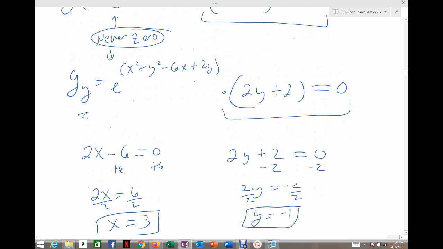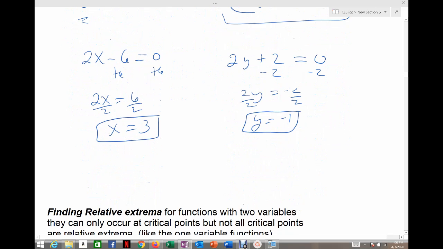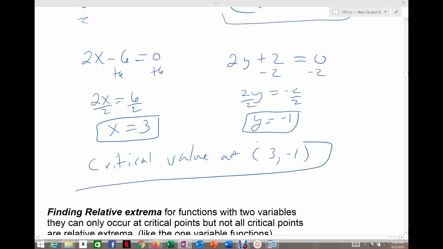And so this particular function has a critical value at x is 3, y is negative 1. Right, and that's what its stopping point is, right? It's got a 0 in both directions. All right, we'll finish up. That's the set of notes there.